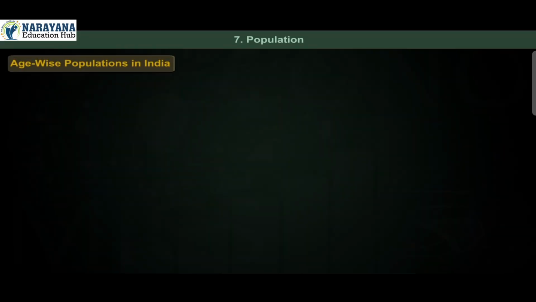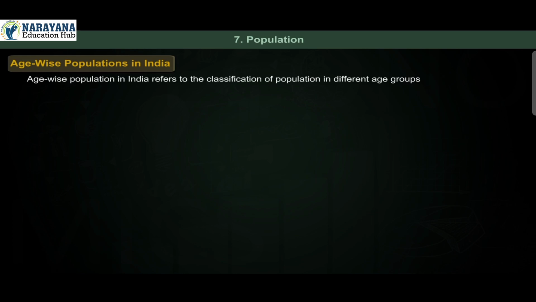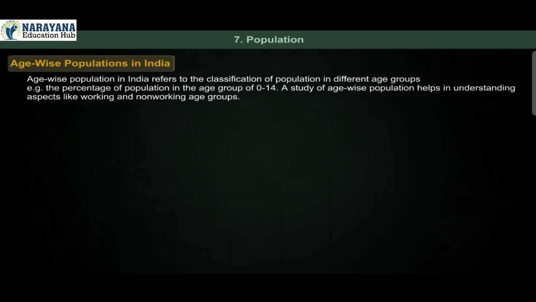Age-wise population in India. Age-wise population in India refers to the classification of population in different age groups. For example, the percentage of population in the age group of 0 to 14. A study of age-wise population helps in understanding aspects like working and non-working age groups.